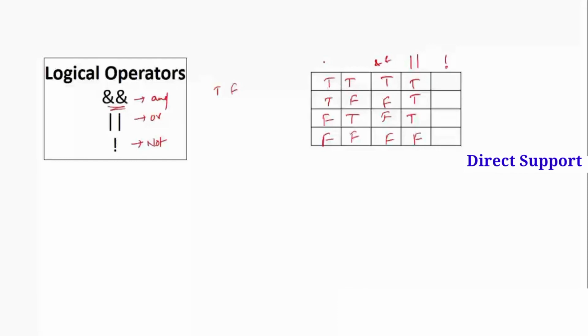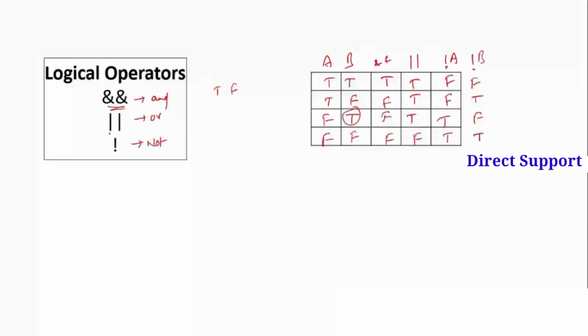Let us suppose this is A and this is B. So NOT of A, if I write, it only operates on one operand, right? True means false, false means true. So if I operate NOT on B, it is true, then it will be false. Here it is false, so it becomes true. Like this we'll get. I think we need to have this basic understanding before going to logical AND and OR operators.